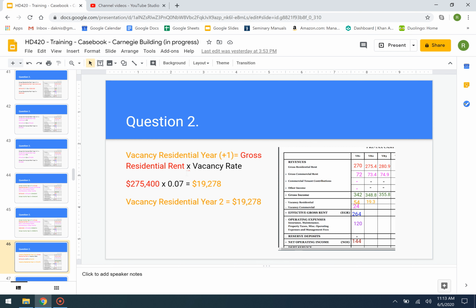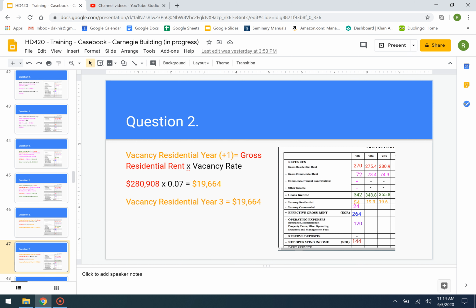Vacancy residential. This time we are looking at our gross residential rent, up here, the 275 for year 2, times the vacancy rate. Now this is not going to be 20%. It tells us that the stabilized vacancy is going to be 7%. So instead of timesing it by 0.2, we're timesing it by 0.07, our new vacancy rate. So we take this year 2 gross residential rent times 0.07, and we come up with 19,278. That's our year 2, and we can plug it in there.